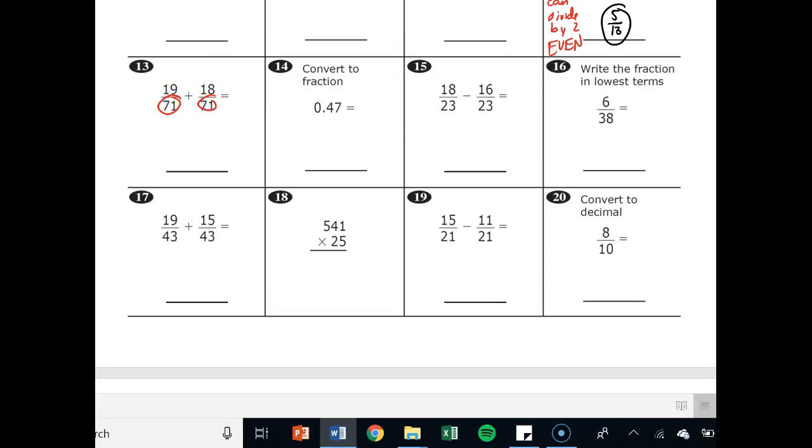Problem like 13, when you have fractions that have common denominators already, you just keep the common denominator of 71, and then you just add up the numerators. So 19 plus 18 off to the side, that gives you 37. So 37 over 71 is your answer.